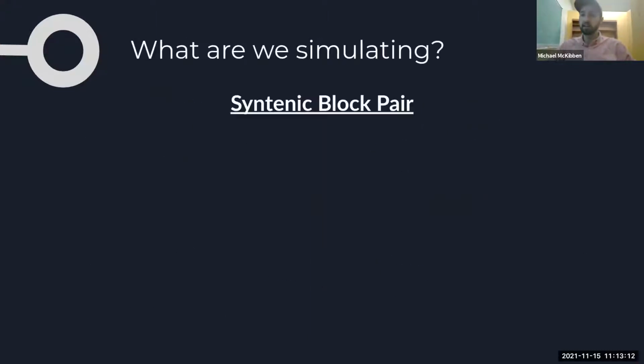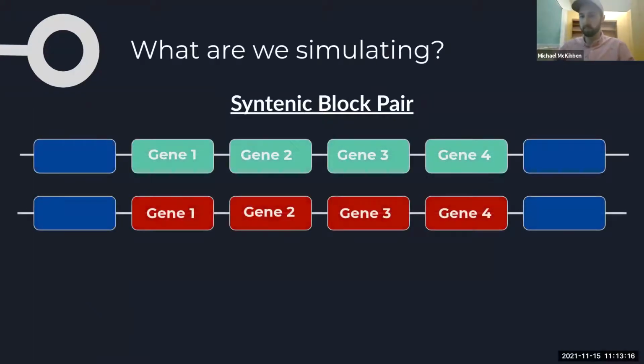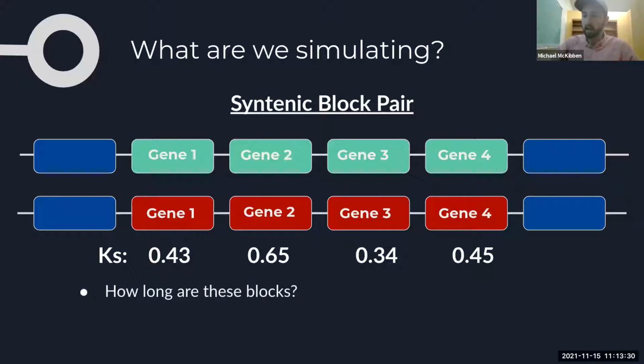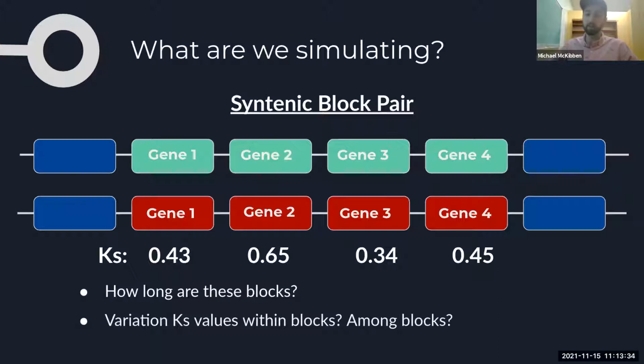So stepping back, let's think about what I'm actually simulating here. In this case, syntenic blocks. I have a hypothetical syntenic block here as an example, and all the collinear homologous genes within it are going to have a level of synonymous divergence. And I had some questions surrounding these syntenic blocks. How long are these blocks on average in diploid genomes? And what is the variation of KS values both within blocks and among blocks from different whole genome duplications?